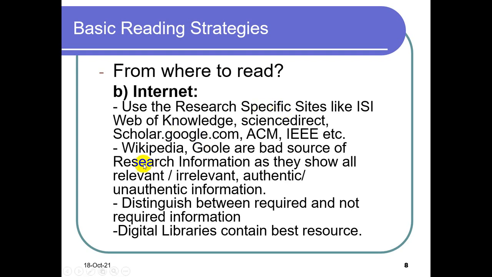And now you know that the internet shows all information: relevant, irrelevant, authentic, unauthentic. So you must check that. In fact, Wikipedia and Google are not the right sources to search for research, because whatever I write and put on the internet has not been proven, because research must be proven. My work has not been peer reviewed, has not been tested, but it will be available on Google. So when you search on Google, you will get all the garbage that everybody has placed on Google.